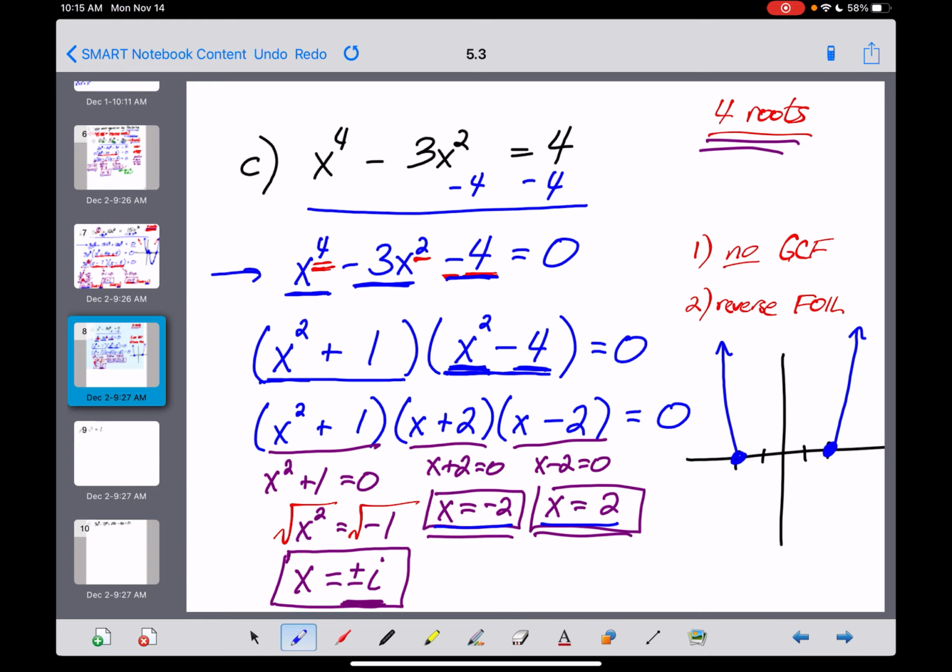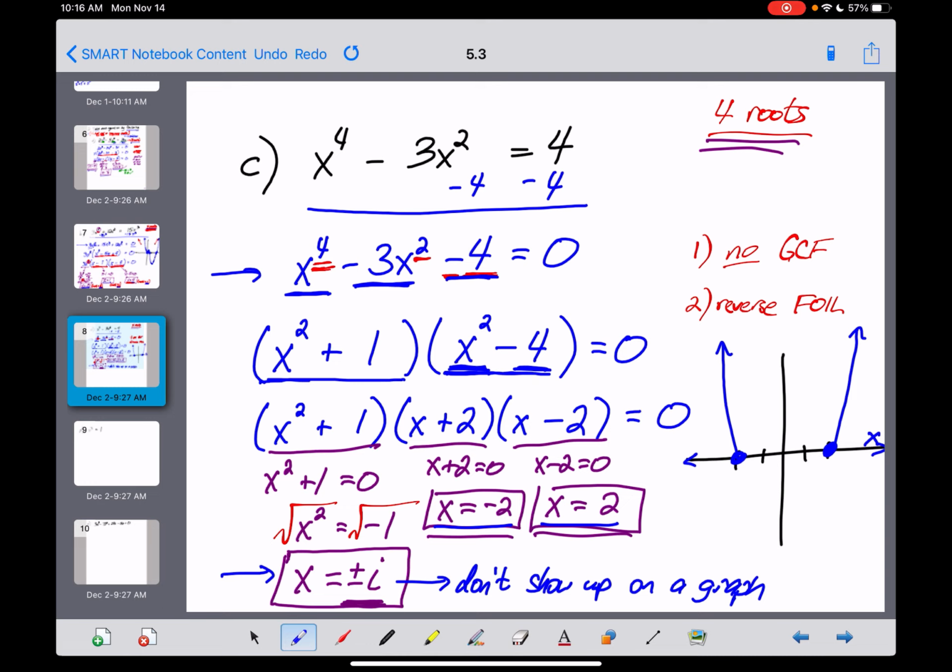Now, we did find 4 roots, but 2 of them right here were imaginary. And imaginary numbers, everybody, if you go back and look at the definition we wrote down for imaginary numbers in section 4.8, it didn't mean much at the time, but it matters now. That definition was numbers that cannot be graphed on the real number line. And this x-axis right here, guys, that is a real number line. Imaginary numbers do not show up on a graph. They do not show up on a graph.